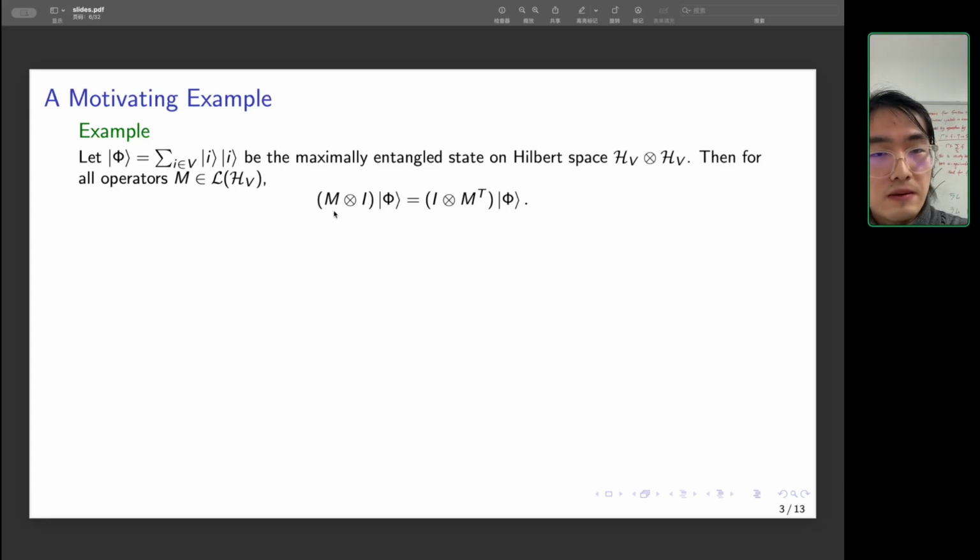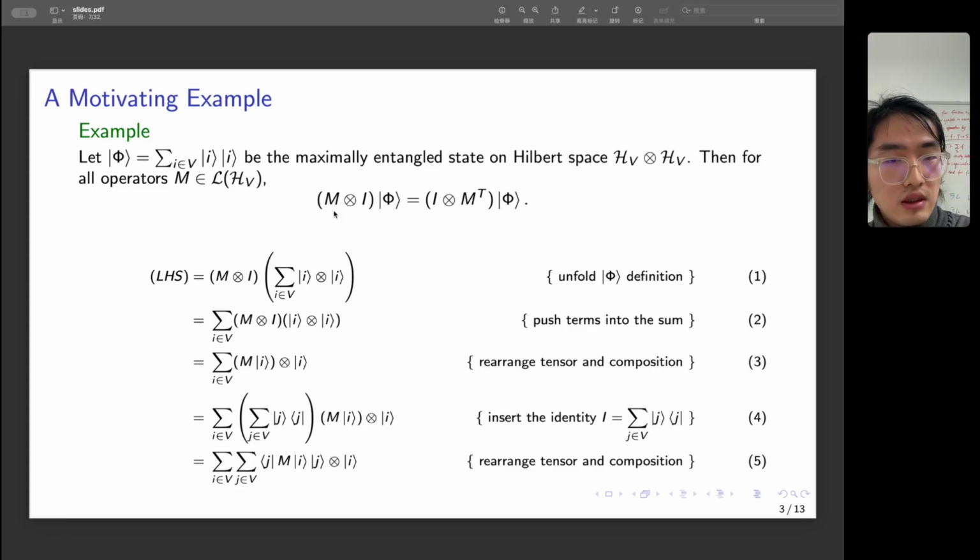So how do we prove it? By equational reasoning. The left-hand side is transformed in this way. We unfold the definition and push terms into the sum. This is by the bilinearity of the product. And we rearrange the tensor and composition. Sometimes we need to insert the identity operator, or identity matrix, into the formula. So the right-hand side will be transformed into the same syntax using a similar approach, so the equivalence is established.